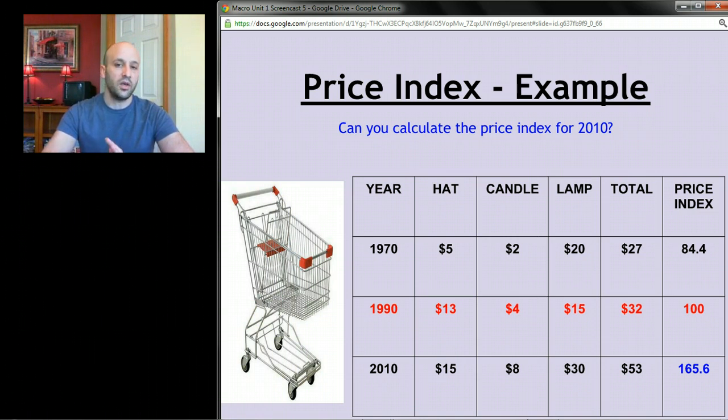Again, what that number is telling me, given the fact that it's greater than 100, is that prices generally were higher in the year 2010 than they were in 1990. And again, it's kind of easy to see that in a 3-good example, but when we're talking about millions of goods, it would be very hard to see that without actually calculating a price index.